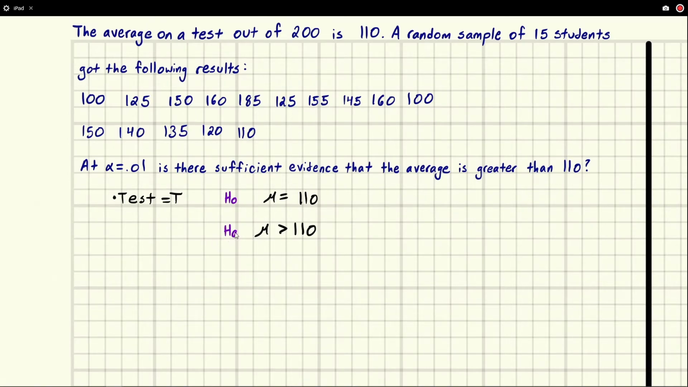Now we need to identify the claim. Well, the claim is what we're trying to say, and here we're trying to see if we have evidence to conclude that it's greater than 110. So that makes HA, the alternative, the claim. So this one's the claim.